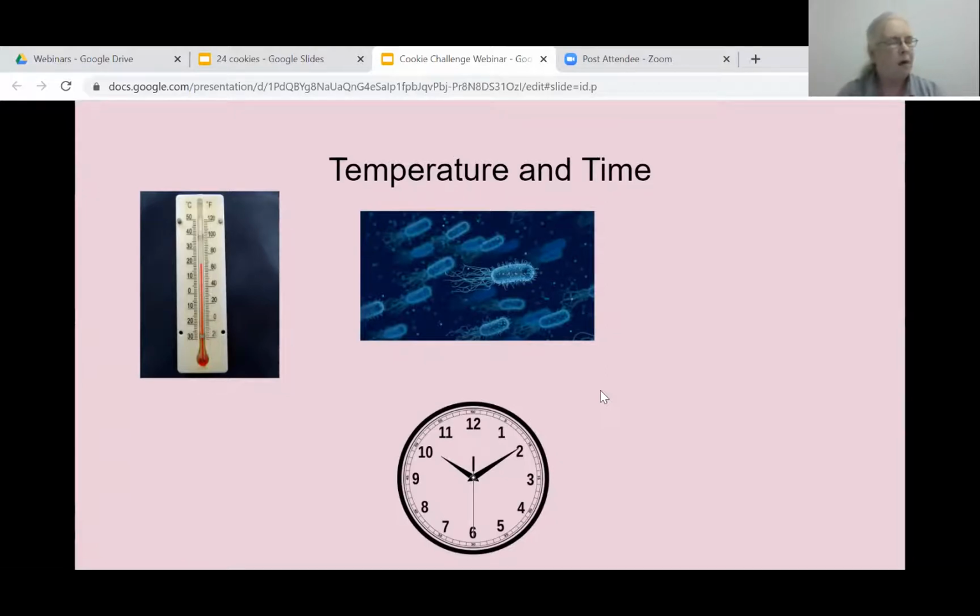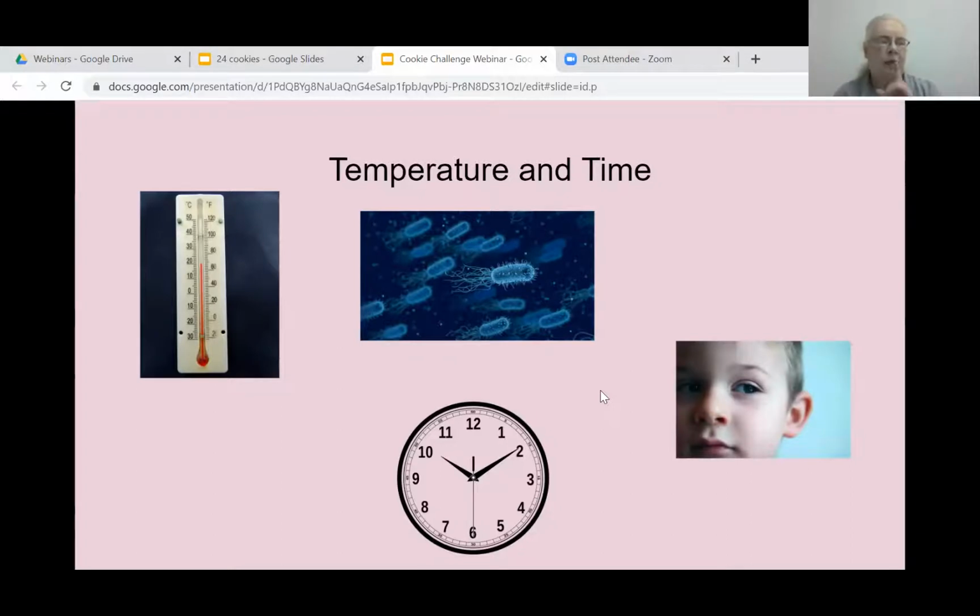So we don't want it to. So we keep the temperature a little lower. We use time. Another thing that we can use for time is our nose and smell. But usually we bake about 350 degrees, 8 to 10 minutes.